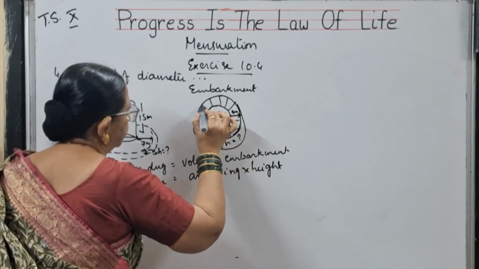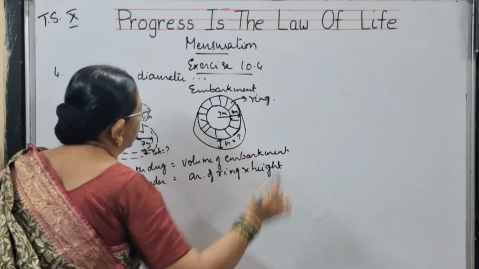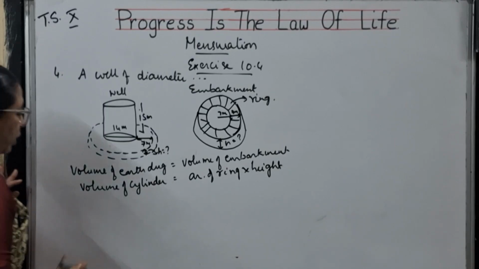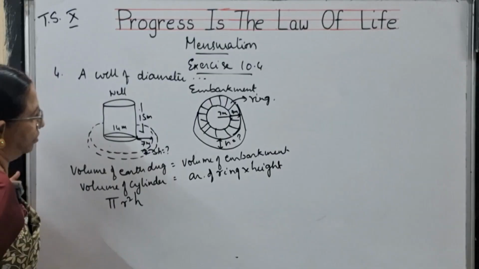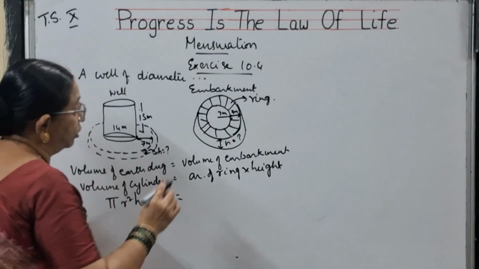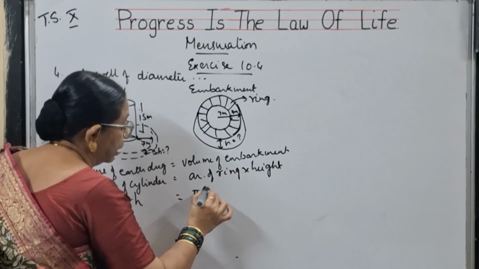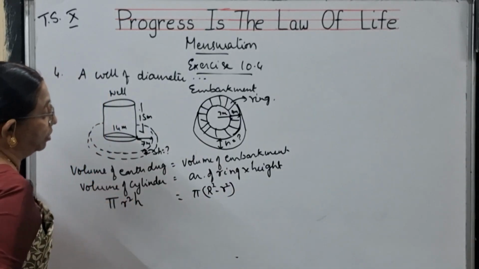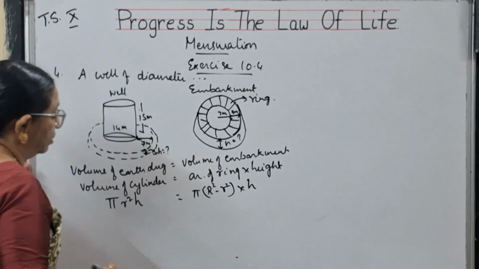So this we call a ring. What is the area of the ring, multiplied by the height, will give you this. The volume of a cylinder formula is pi r square h. Now this is equal to the volume of the ring. Volume of the ring is pi into capital R square minus small r square, into height. The ring formula you have already learned in previous classes, children.